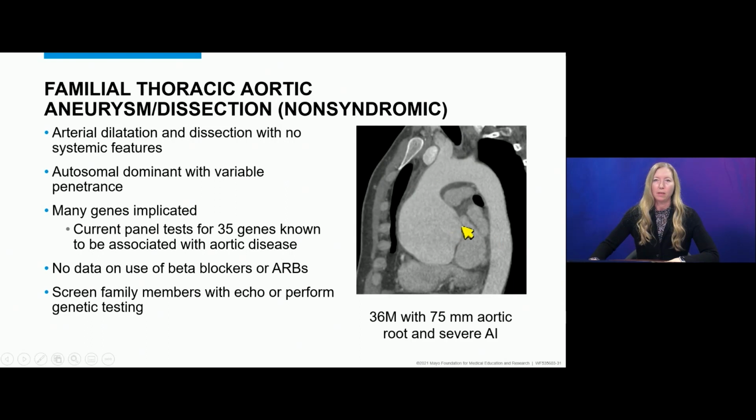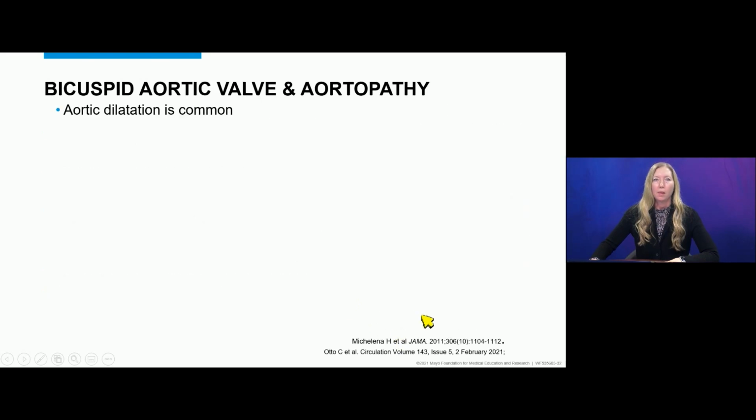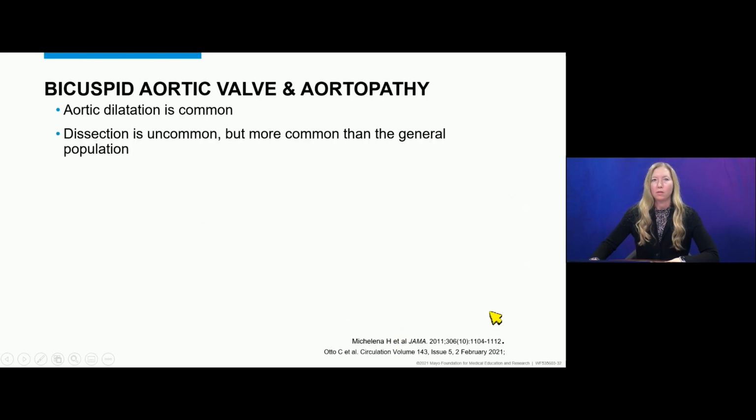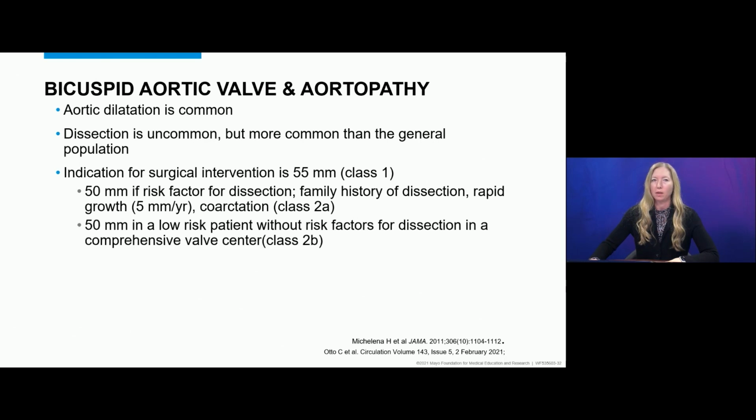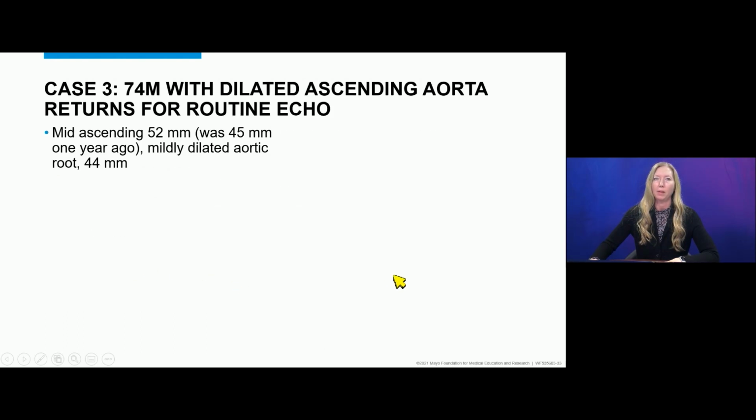And this is an example of the significant aortic disease that can occur. This was a young man with no syndromic features and negative genetic testing, but a really, really huge aortic root. I mentioned bicuspid valve. Aortic dilatation is common. Dissection is actually very uncommon in these patients, but more common than the general population. And that's why the indication for surgery is a size of 55 millimeters. And then I already mentioned the reasons why we would consider going at a size of 50 millimeters. And then if the patient's going for valve surgery, we would intervene if the aorta is 45 millimeters.